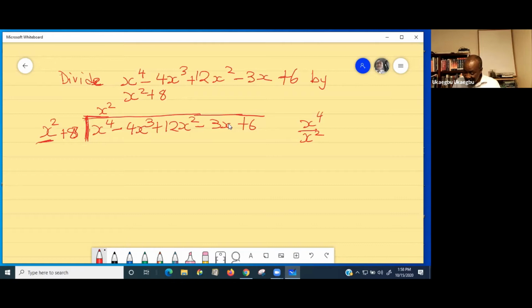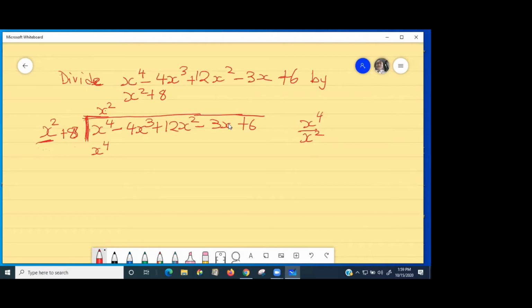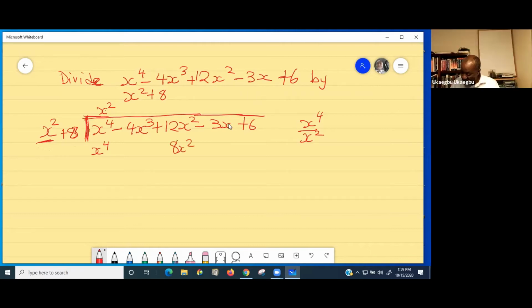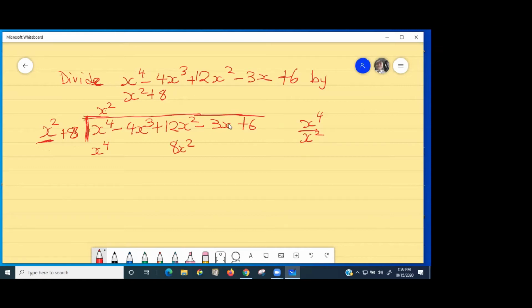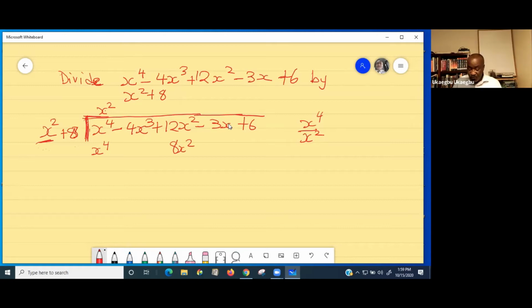And then you would use your x squared to multiply out everything you have here. So x squared times x squared is still going to give you x raised to power 4, and then x squared times 8 is 8x squared. Then, of course, this is plus. Just note that it is plus.